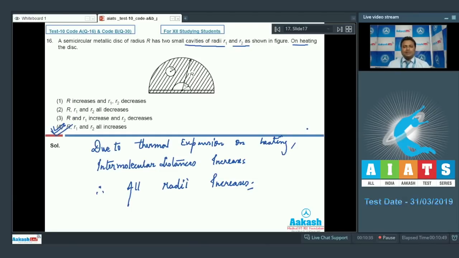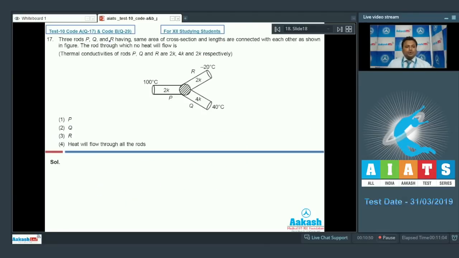Now let us proceed to the next question, that is question number 17. Three rods P, Q and R having same area of cross sections and length are connected with each other as shown in figure. The rod through which no heat will flow will be what, given that the thermal conductivities of rod P, Q and R are 2K, 4K and 2K respectively.